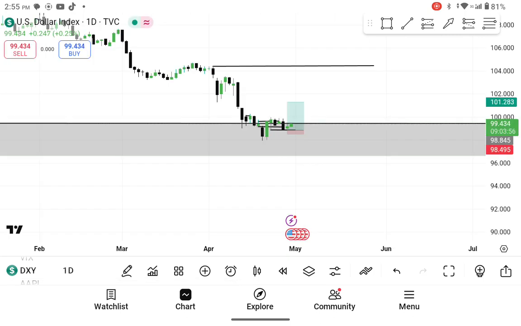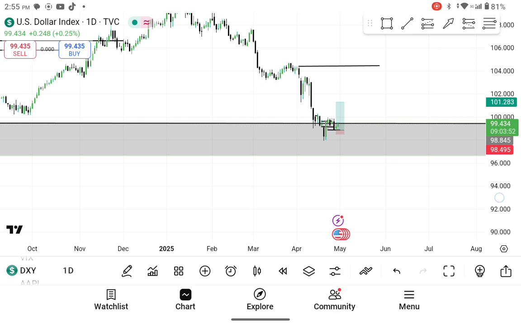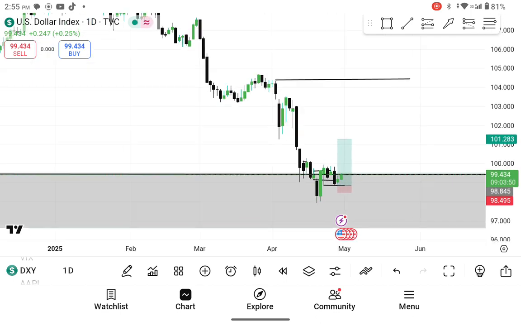Always do your top down analysis, guys, because with top down analysis, that's when you can identify the real trend of the market. You can identify where liquidity is situated. You can identify a lot of things when you do your top down analysis.